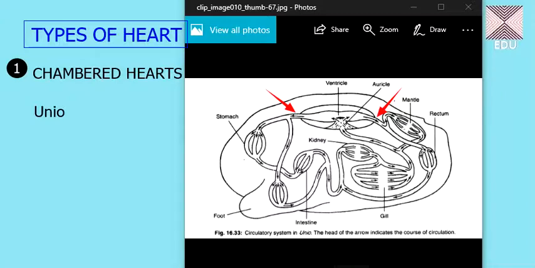One is the anterior aorta, which is situated above the rectum, and the other is the posterior aorta, located below the rectum. So students, here you can very well see that this is the stomach part. So this is the anterior aorta, and this will be the posterior aorta on the right side in this particular diagram. So overall, in the unio we have two thin-walled auricles and a single ventricle. We have two aortae, and we have the pericardium, as we have in humans also. So that was the case of the unio.